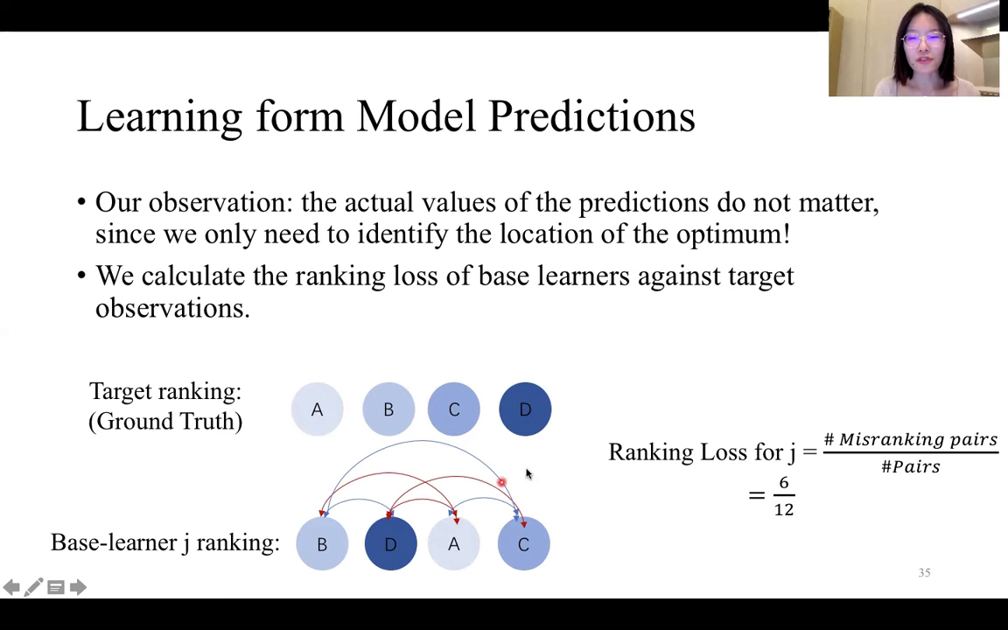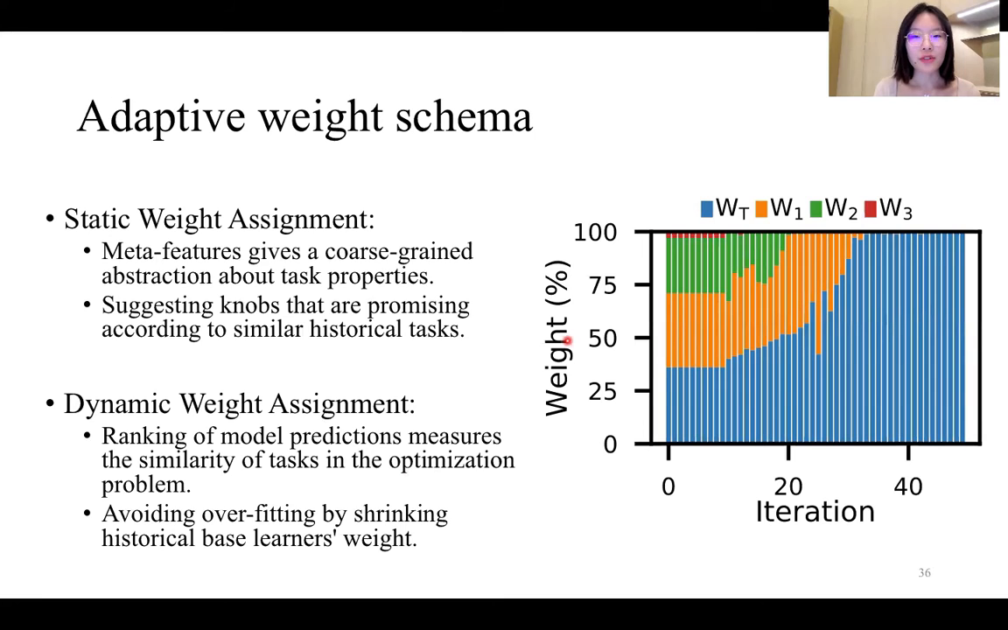Then the ranking loss for J is 1/2. For the target workload, we evaluate the target base learner's ranking loss in a leave-one-out setting. Finally, each base learner is weighted with the probability that it has the lowest ranking loss among all the base learners. With the 2 weight assignment strategies, ResTune utilizes tuning experience adaptively.